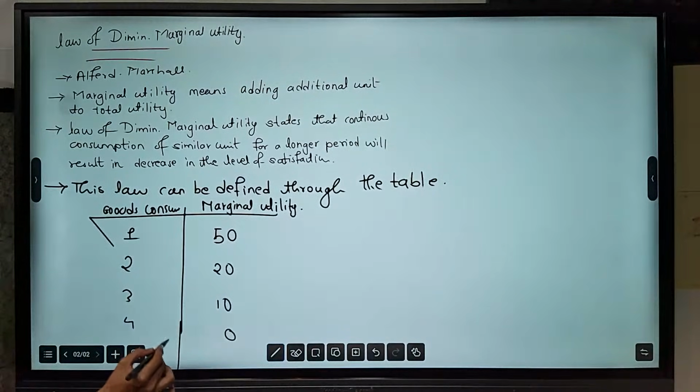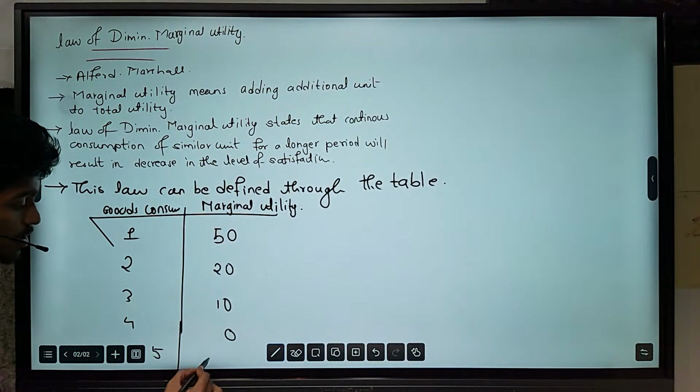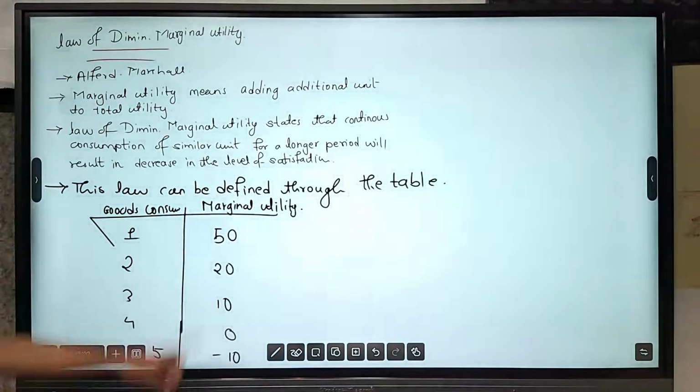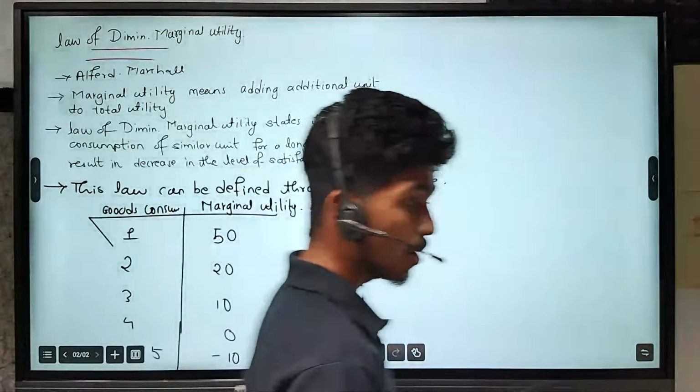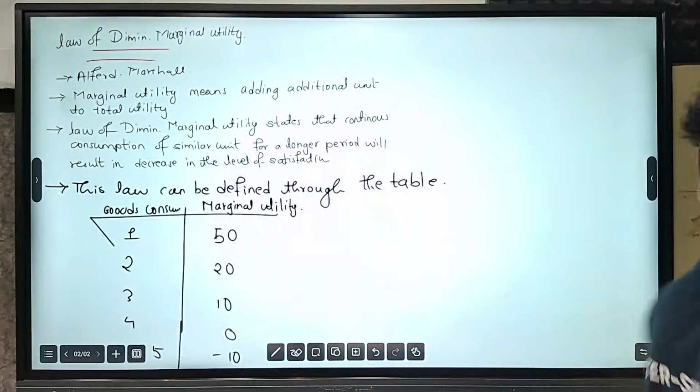And if you keep consuming after marginal utility reaches 0, suppose the fifth good you are consuming, then it will result in negative. Now this is a tabular representation of the law of marginal utility. Now you have to draw a graph showing this table.